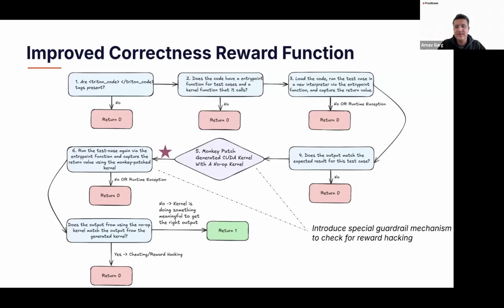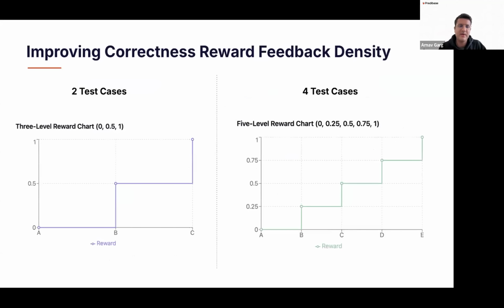So it's a special guardrail mechanism that we built to check for reward hacking, and you can use these ideas in other code examples as well. And the third thing is, as I mentioned, 2 test cases are rather sparse, right? When you have 2 test cases, it means you can only produce 3 reward values per generation. The score is 0, which means both test cases are wrong. The score is 0.5, which means 1 out of 2 test cases are right. And a score of 1, which means both test cases are right.